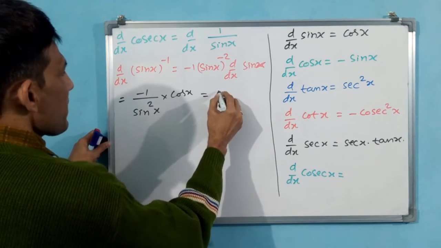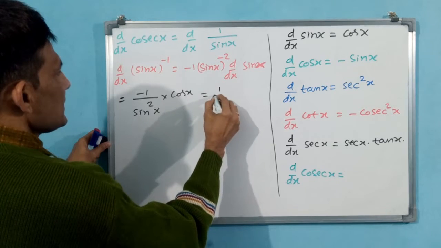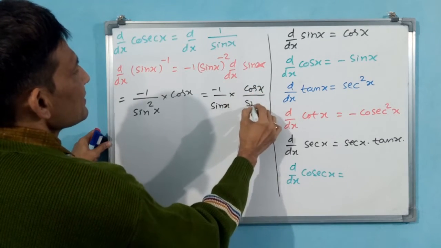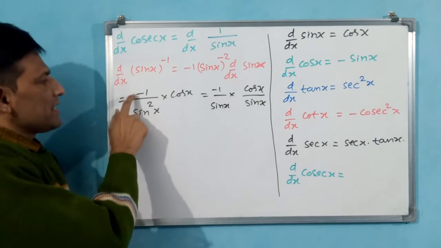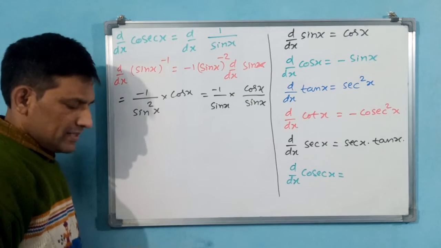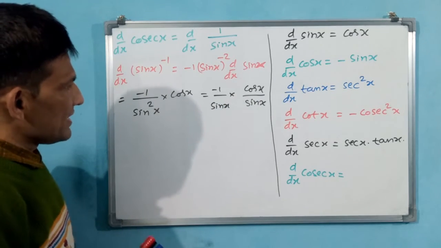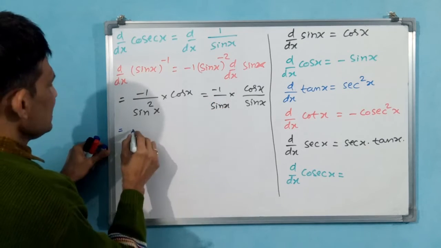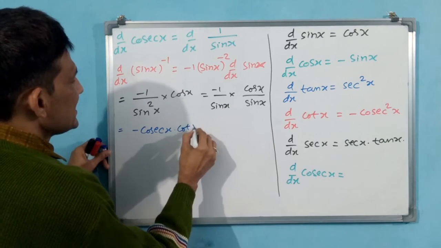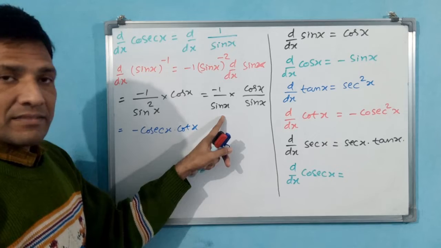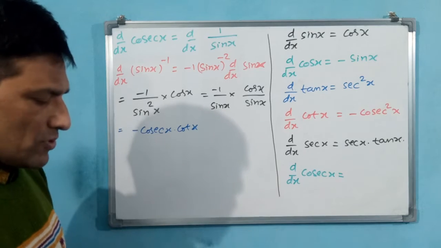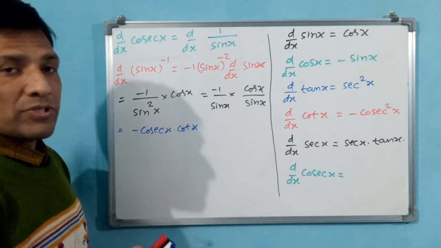That means minus 1 by sin x into cos x by sin x. Shall I write like this? Why? Because you see minus 1 by sin x I have kept, another sin x I have kept with cos x in the numerator. Why I am going to write like this? You see, minus cosecant x into cot x. 1 by sin x is cosecant x, but minus is there. Cos x by sin x is cot x. That means d by dx cosecant x is minus cosecant x cot x.